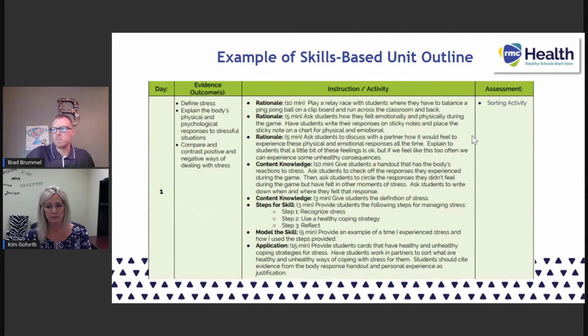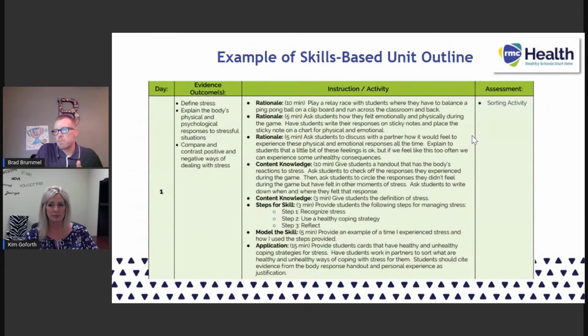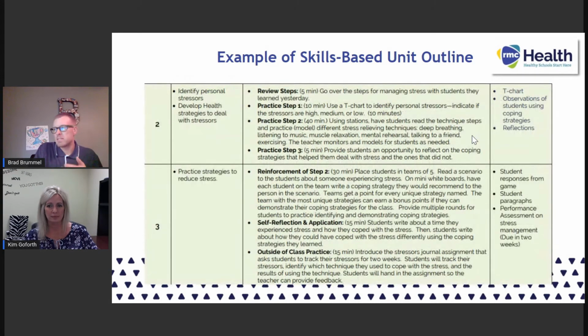And you can see specifically, and I love this outline on how it even identifies in the bold what's content, what's skill. And in my example, they did a T-chart where on the right, they were reading a stressful situation, and on the left, it explained what happens to the body. Well, that's great content, but that's not probably as helpful to reach our goals as Kim's example. Again, another T-chart. So it's not that T-charts are great. It's just how are we using that tool?